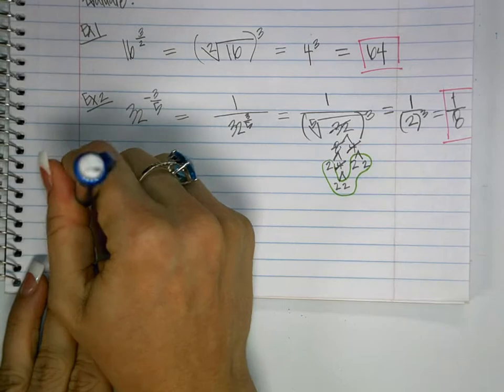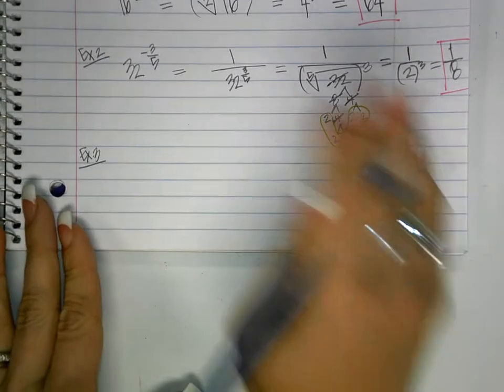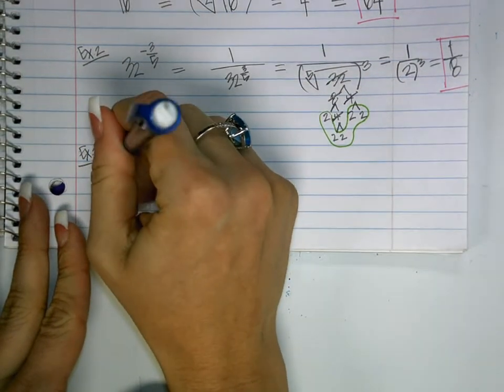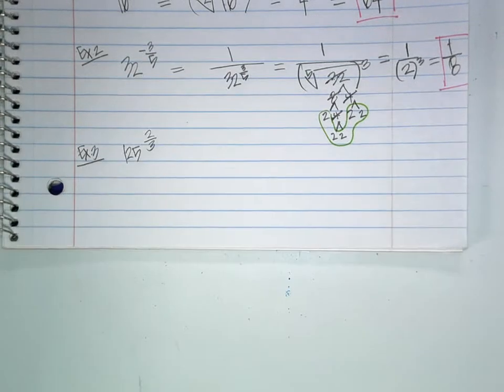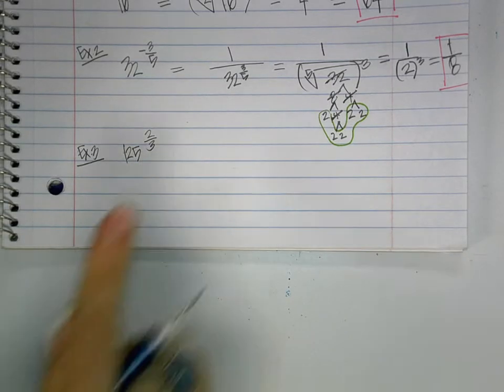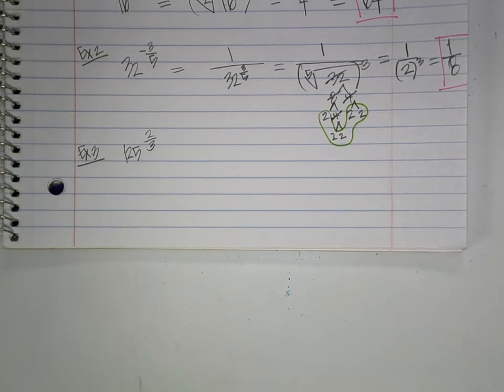For number 3. Listen, please. Guys, number 3, I want you to evaluate 125 to the 2/3 power. I want you to try to set that one up. 125 to the 2/3 power. So since it's not a negative power, I want you to change it into power handle.